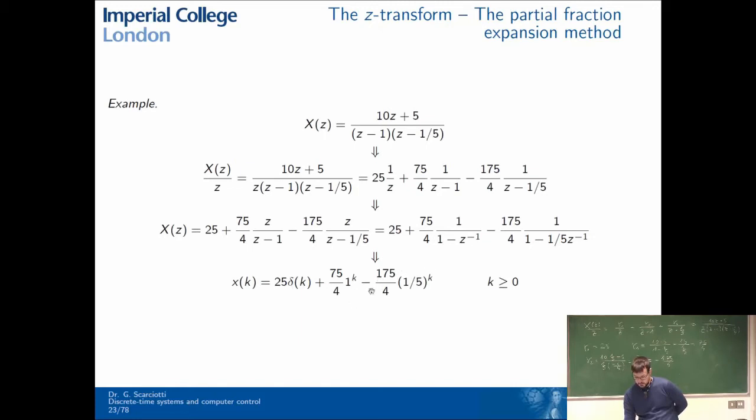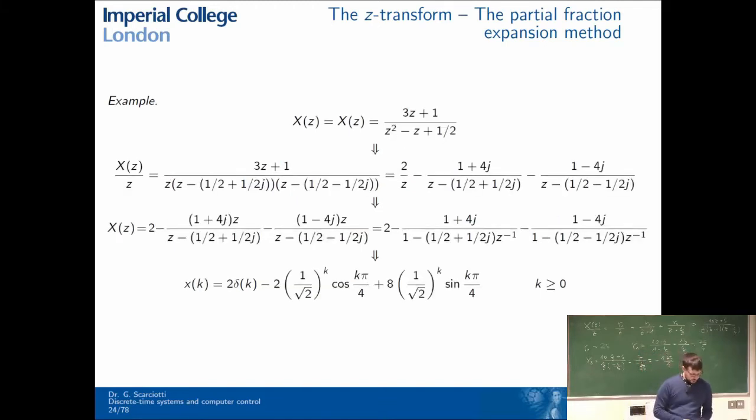And so you get this, where the power is 1 over k, because the pole is 1, and here it is 1/5 over k, because the pole is 1 over 5. Okay? Let's look now at a bit more complicated example.